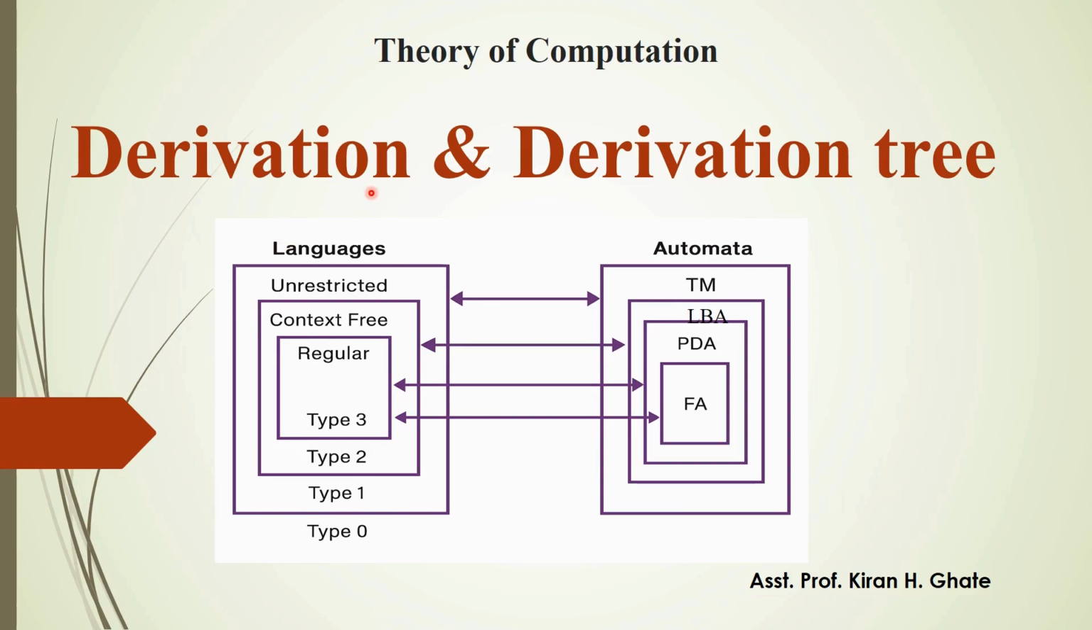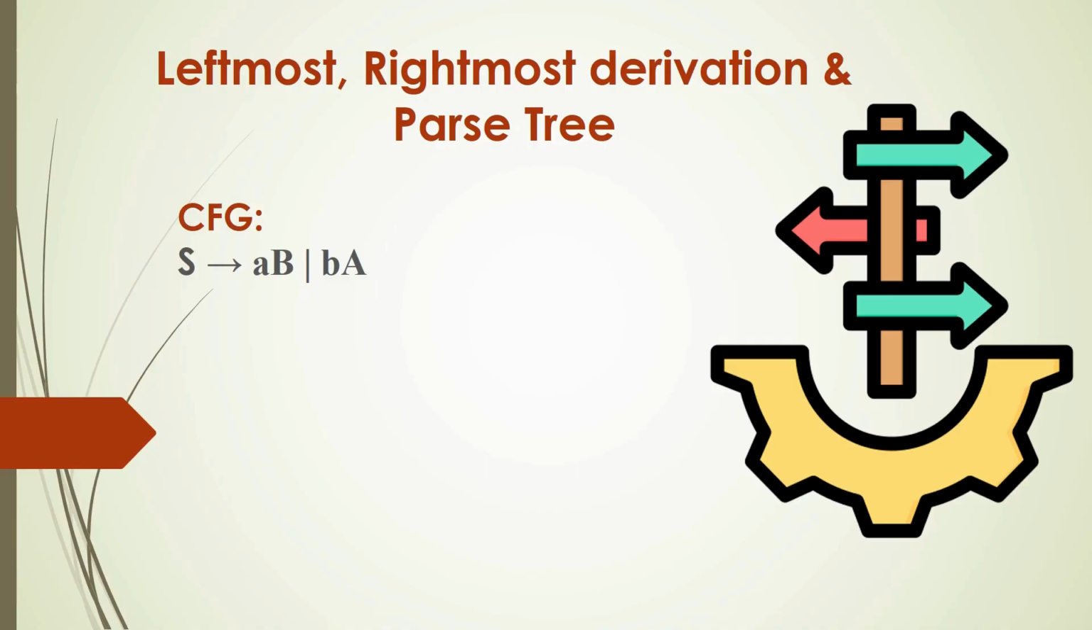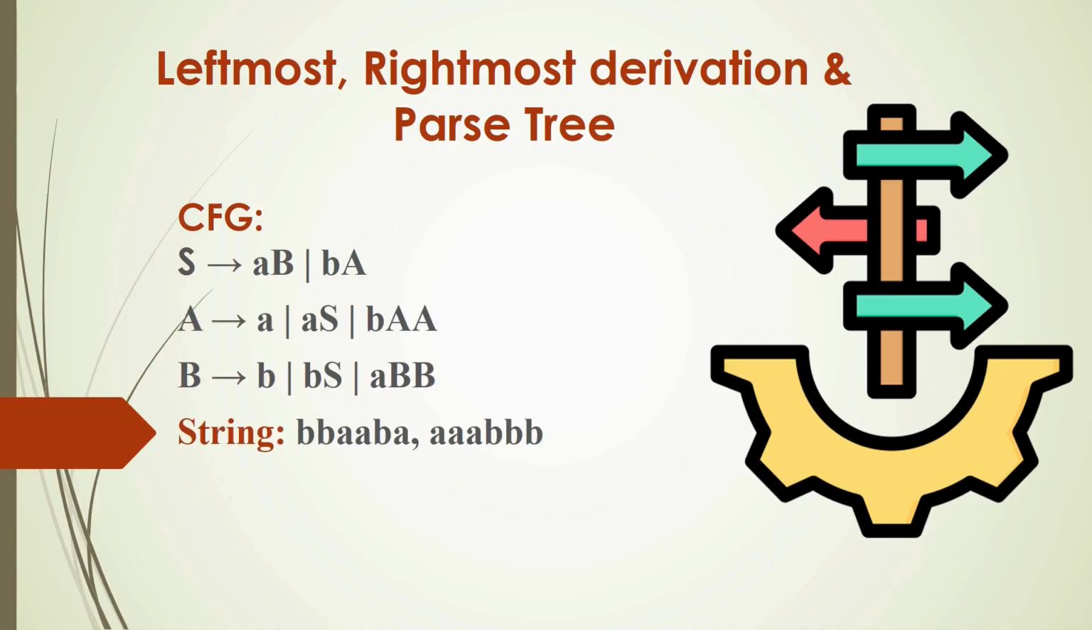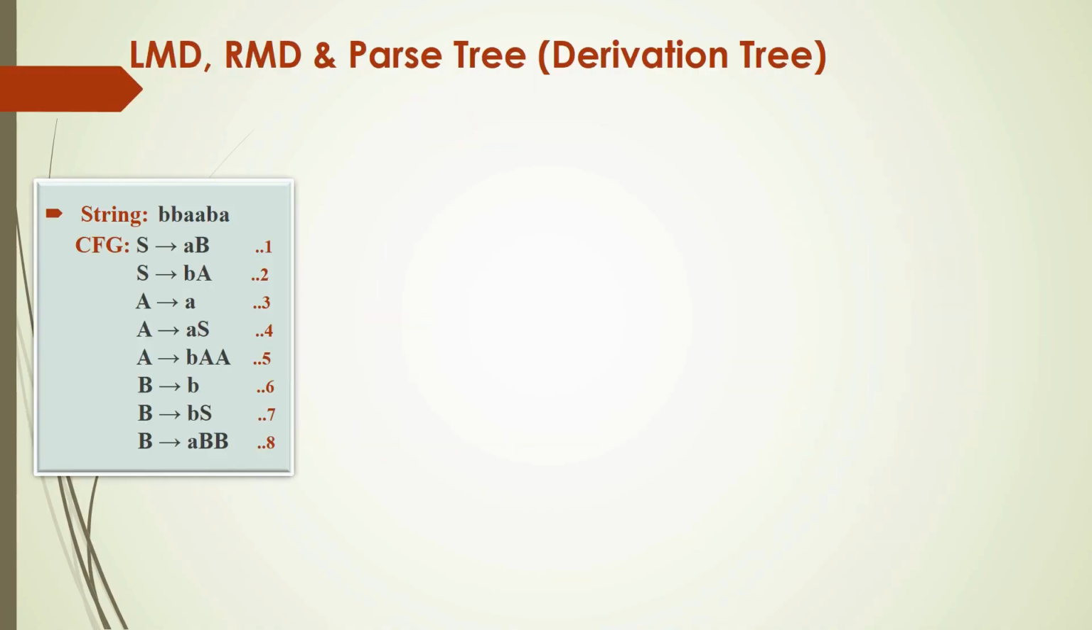Let's discuss leftmost derivation, rightmost derivation and parse tree for a given string using the specified context-free grammar. Okay, so here you can see this is the string we have to generate. So let's start the session with the string bbaaba. Here you can see this is the string we have to generate and here is your context-free grammar with their equation numbers. Now let's start with the leftmost derivation first.